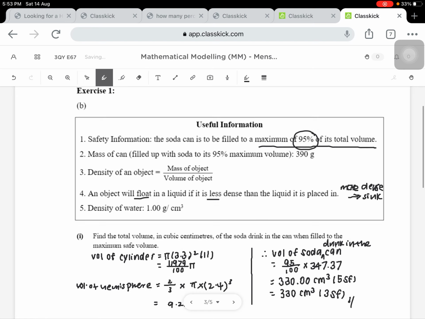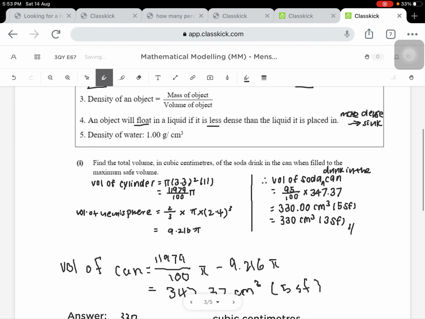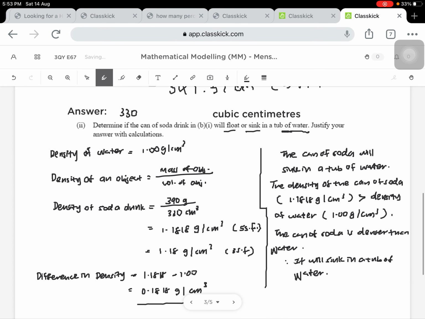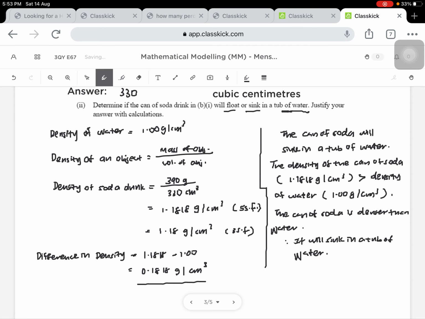390 grams comes from here, where they tell us that the mass of the can when filled up with soda to its 95% maximum volume is 390 grams. And 330 cubic centimeters is the volume of the soda drink in the can, which we found earlier on. So our answer, in 5SF, is 1.1818 grams per cubic centimeter, and if we round it up to 3SF, we get 1.18 grams per cubic centimeter. However, for calculation, we will be using the 5SF value.